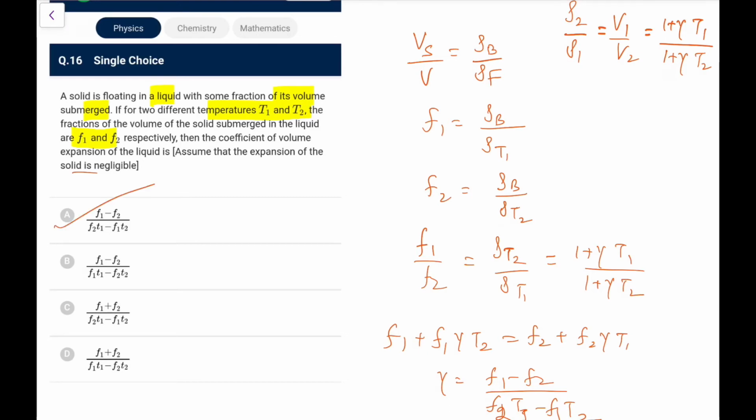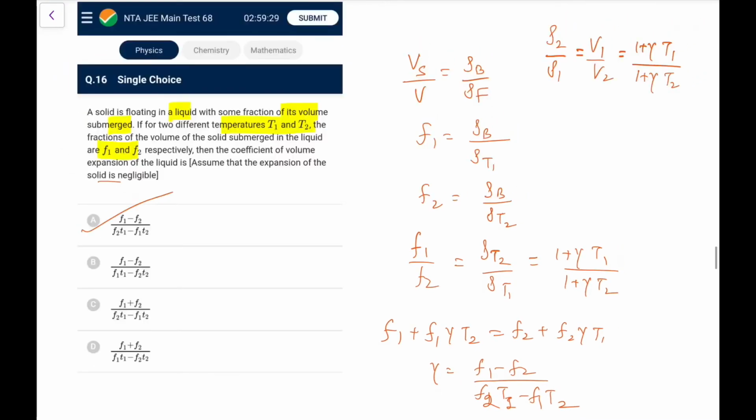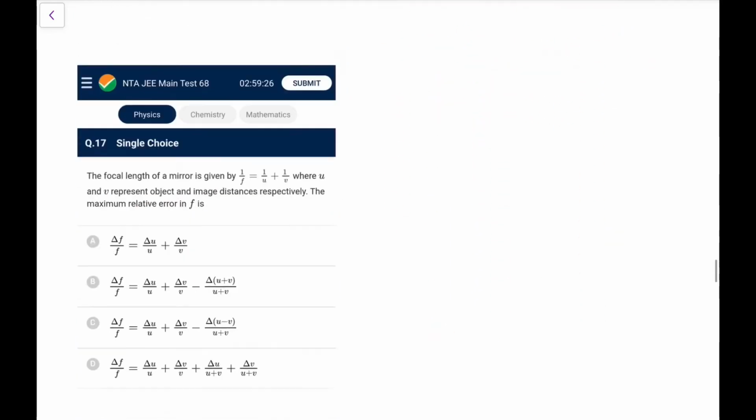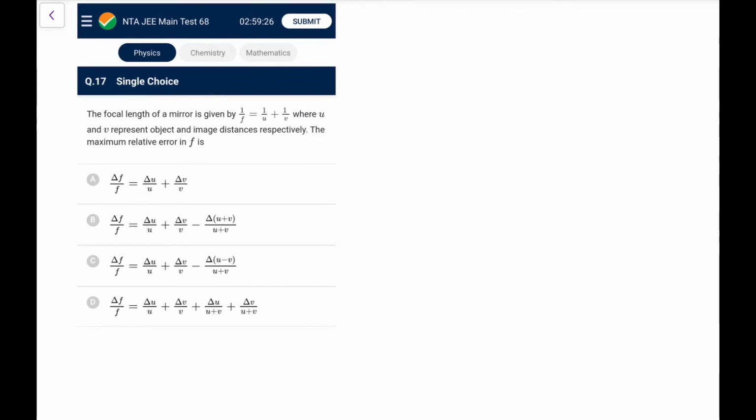So this is how they have given this answer. Generally, if you have taken rho 1 and rho 2 as rho 1 into 1 plus gamma T2 minus T1, no option was coming. I tried that, but an answer was not coming. Answer is coming only this way. So we have to go by what the choices are given.